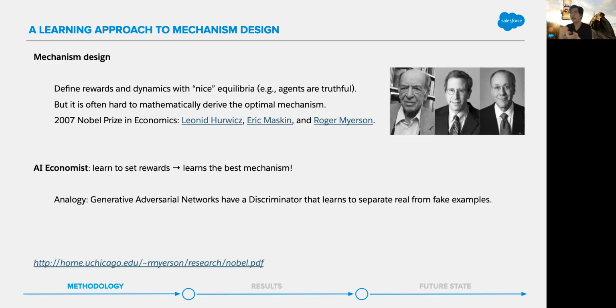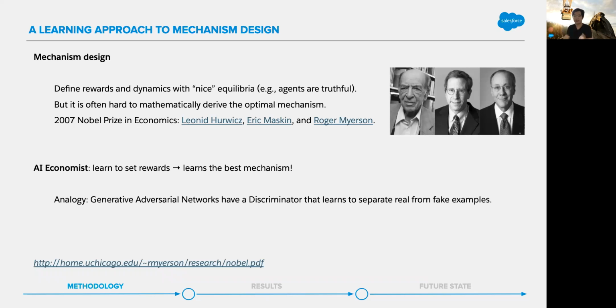And this AI economist, in that sense, because it's learning to change the taxes, it's actually learning how to change the reward function for these agents as they're learning. And so one interpretation of this is that this AI economist is actually learning what the best mechanism looks like for its objective function, the social welfare function.